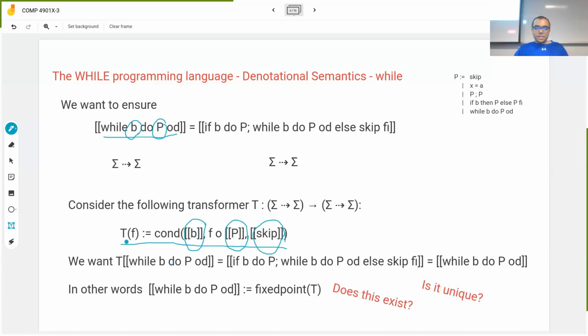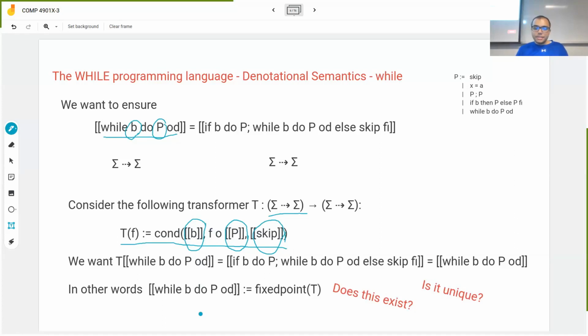Okay, so T of F. What's F? F is a function of this format. So T is a transformer that takes a function F that looks like this. And then it basically does this. It checks if B holds. And if B holds, it's going to do F after P. And otherwise, it's going to do skip. And again, all of these circled parts are hard-coded in there. That's how I want you to think about this.